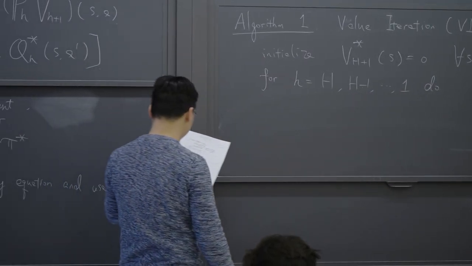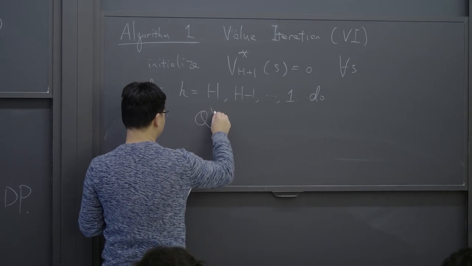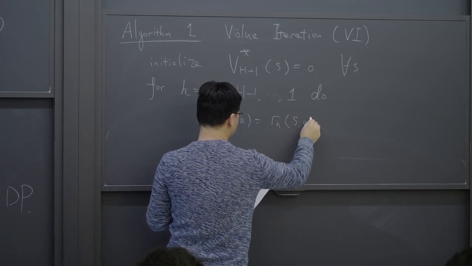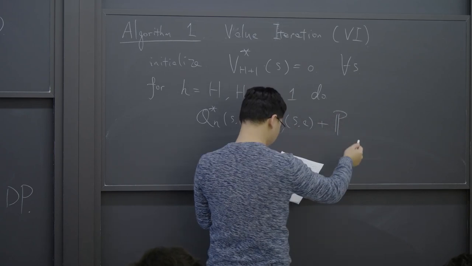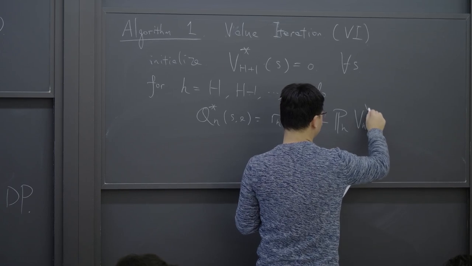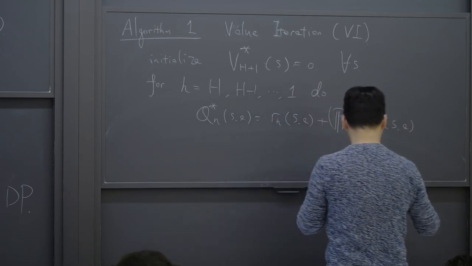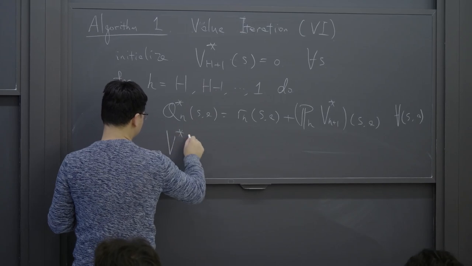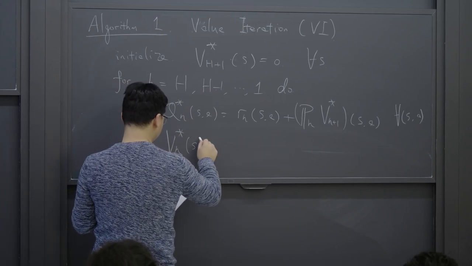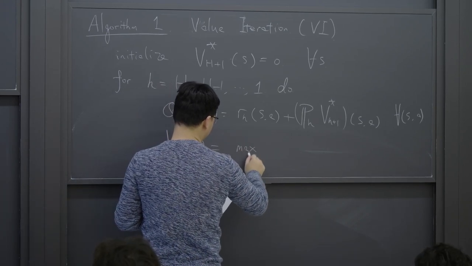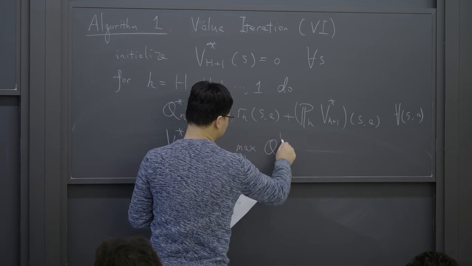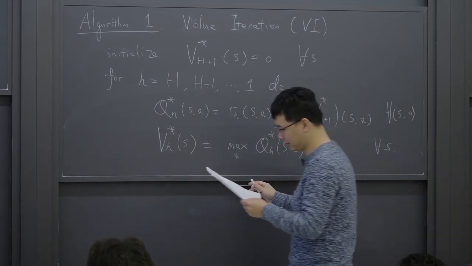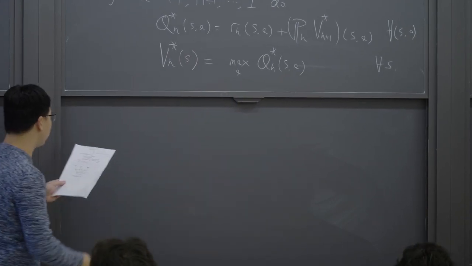Essentially, we just copy the Bellman optimality equation. That is, Q star H of S, A is equal to R H of S, A plus P H times V star H plus 1 of S, A. We compute this for all state-action pairs at step H. And then we do the second Bellman equation, that is V star H of S is equal to Q star H of S, A, but taking the max over action. We do this for any state. This is essentially just copying the Bellman optimality equation.